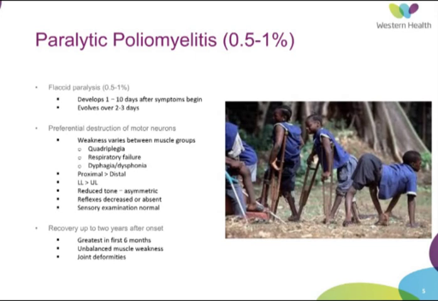So this can result in quadriplegia, and respiratory failure in those where the phrenic nerve is affected. And those that have the bulbar effects can have problems with dysphagia and dysphonia, which can lead to respiratory compromise through problems with secretions. Proximal muscles are affected more so than the distal, and the lower limb more so than the upper limb.